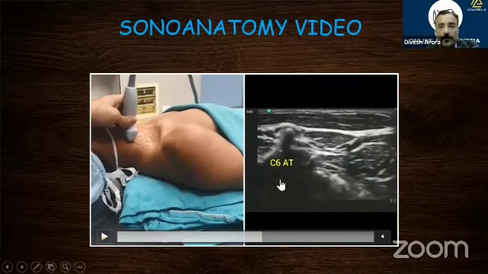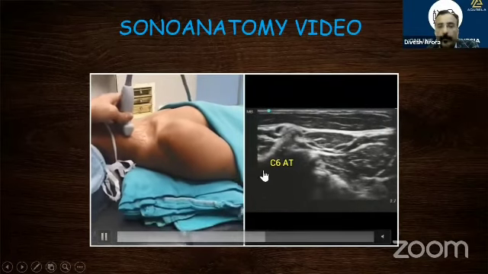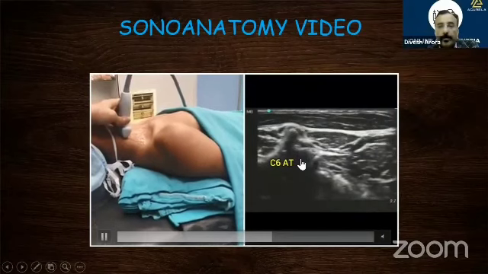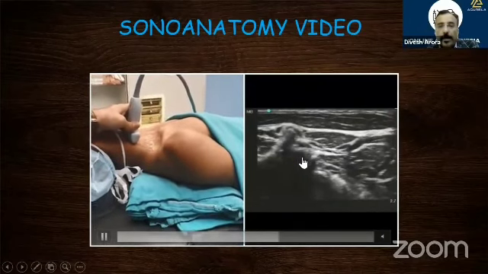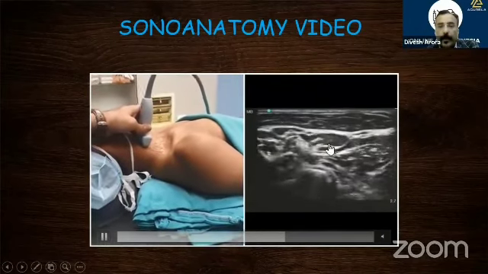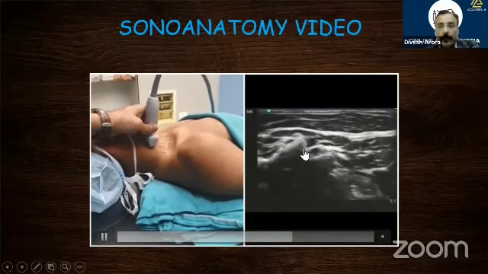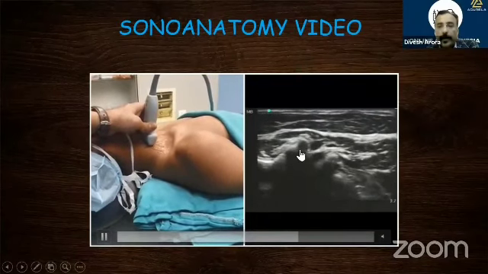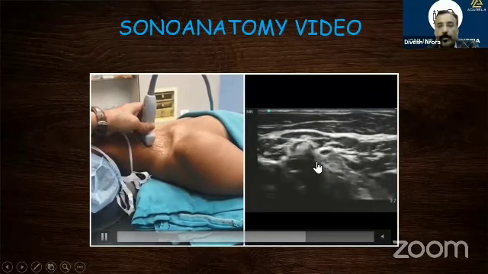So C6, the posterior tubercle is of less height as compared to the anterior tubercle. Anterior tubercle has a special name known as the Chassaignac tubercle. So C6 nerve root is also diving inside the intervertebral foramen. Okay, as you can see for yourself. So as I move a little more cranial, the C5 nerve root will be diving inside the foramen. Here you can see the anterior and the posterior tubercle are almost equal size.